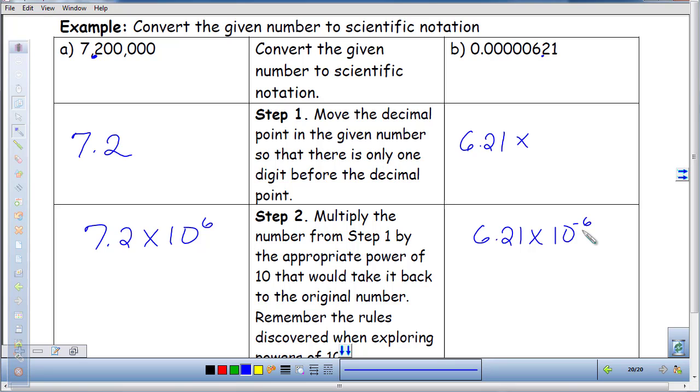Now we will see in just a minute that we can multiply and divide numbers while they are in scientific notation. We don't have to put them in standard form first, and that's what makes scientific notation so convenient.